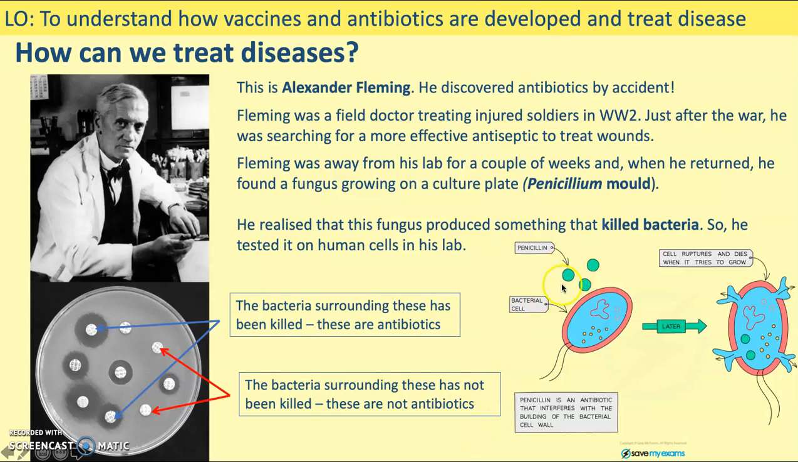Penicillin here, this diagram is showing the action of penicillin as an antibiotic. So it interferes with the building of the bacterial cell wall. So this is your bacteria here. Penicillin acts by interfering with the building of the cell wall. So the cell ruptures and dies when it tries to grow.